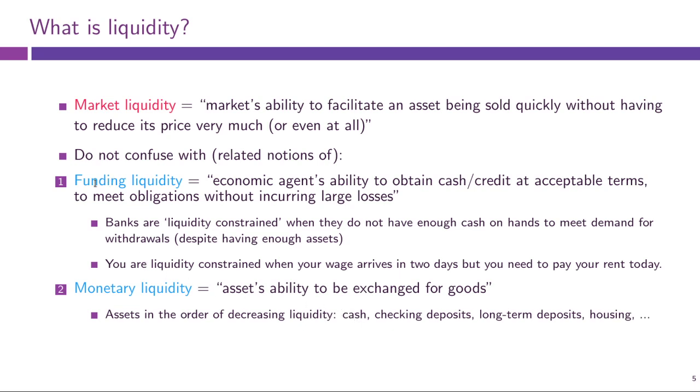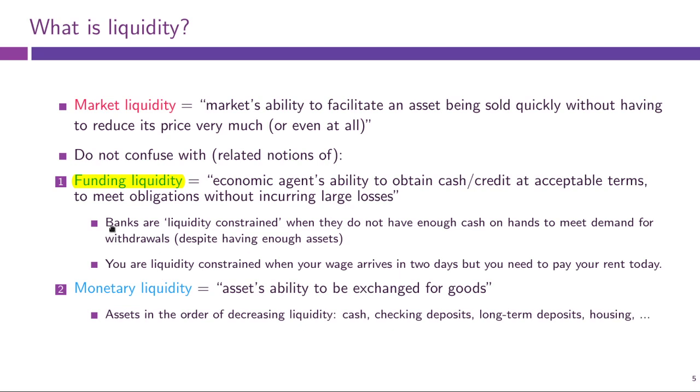Now, the final type of liquidity that we're going to talk about is funding liquidity. And this is the economic agent's ability to obtain cash or credit at acceptable terms or to meet obligations without incurring large losses. So this is the property of economic agents rather than the property of a market or the property of an asset. Funding liquidity has to do with the fact that even if you have a lot of assets, the composition of your portfolio of assets may be such that it is not easy to liquidate these assets when you need money.